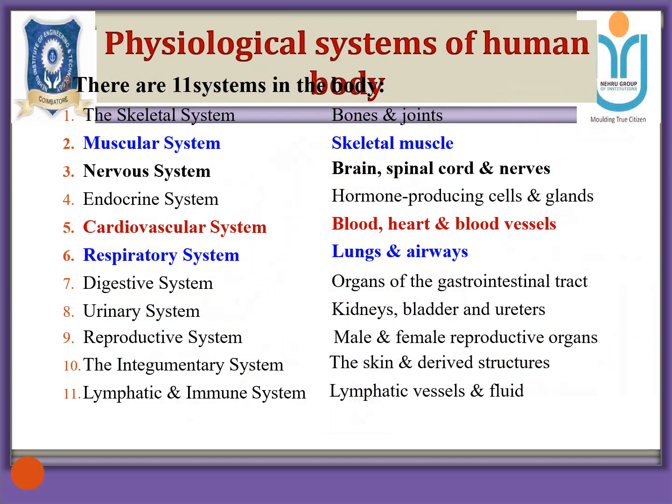The different physiological systems of the human body are: skeletal system, muscular system, nervous system, endocrine system, cardiovascular system, respiratory system, digestive system, urinary system, reproductive system, integumentary system, and lymphatic and immune system. All these systems require specialized instruments because all these organs are different from each other. Every organ produces different types of biosignals. So we read these signals, process them, and take them to the doctor for treatment.